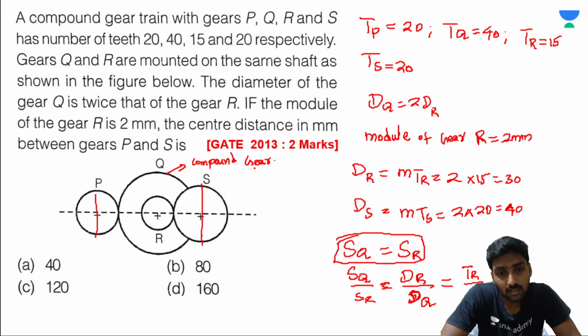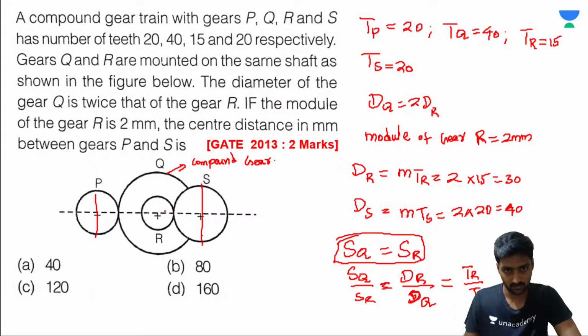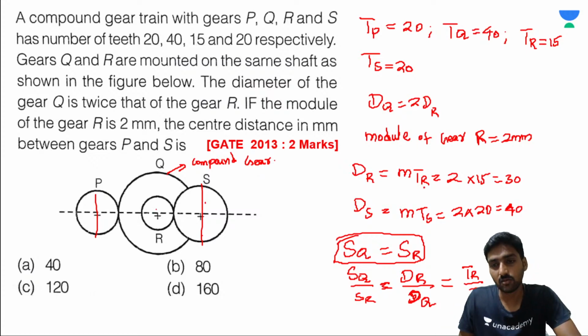The mating gears have the same module. So R and S have the same module. Diameter is equal to module into number of teeth. It's m into TR, which is 30, and m into TS, which is equal to 40. Okay.